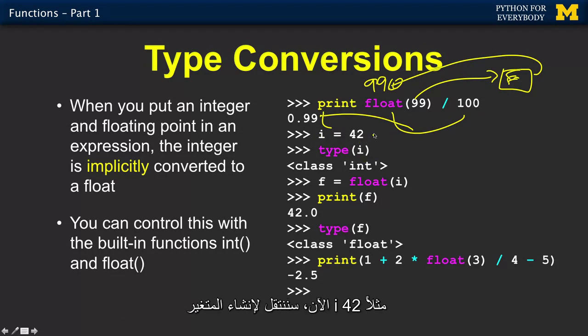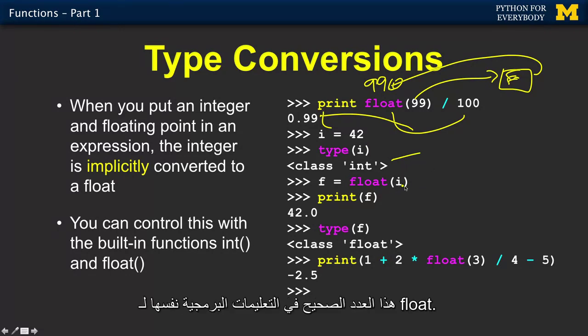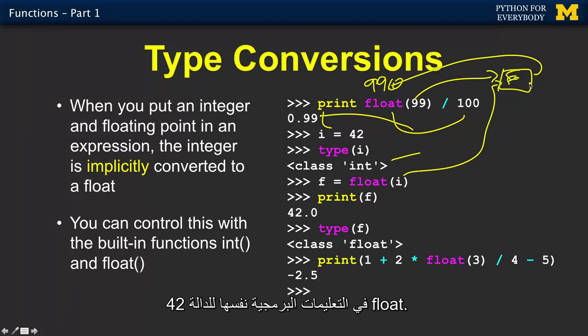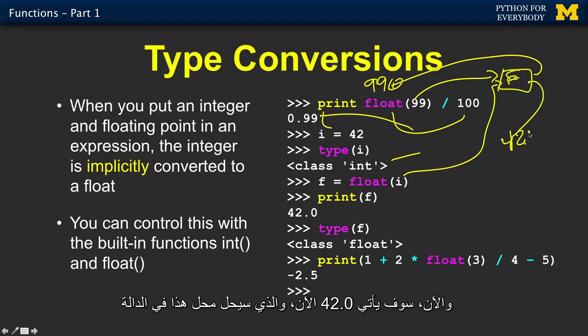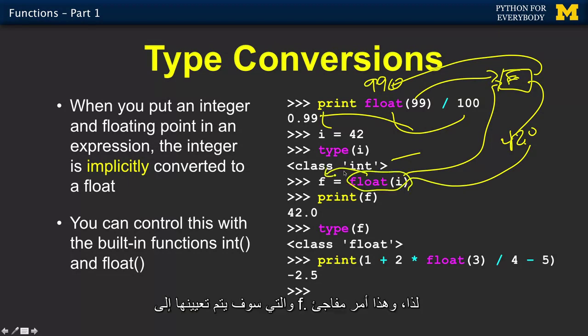Now we're going to make a variable i, 42, and say what kind of thing it is. It's an integer. Now what we're going to do is pass this integer into that same float code, 42 into the same float code, and now it's going to come back 42.0, and that's going to replace this in the function, and that's going to be assigned into f. And so, surprise, surprise, we have 42 in f. We ask what kind of a thing it is, and then it's going to do this calculation.